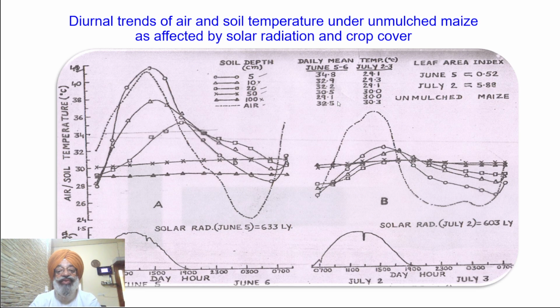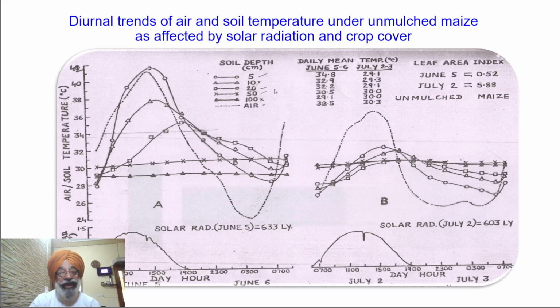And this is how the crop cover affects soil temperature, very important. And here the diurnal fluctuations in air temperature are 11 degrees centigrade on July 2 and 3, the average diurnal fluctuations. But on July 5th and 6th, the diurnal fluctuation is higher, 17 degrees centigrade. So not only the magnitude of temperature decreases due to the effect of mulching, but also because of the effect of soil moisture.